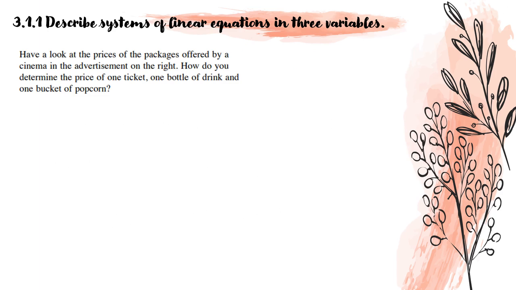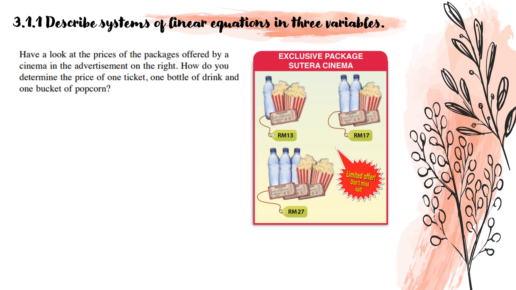Okay, now please have a look at the prices of the packages offered by a cinema in the advertisement on the right. So how do you determine the price of one ticket, one bottle of drink and one bucket of popcorn? So here there are 3 types of packages. The first one, we can see there are 1 ticket, 1 bottle of drink and 2 buckets of popcorn. And the second package, we have 2 tickets, 2 bottles of drinks and 1 bucket of popcorn. And lastly, we have 3 tickets, 3 bottles of drinks and 2 buckets of popcorn.